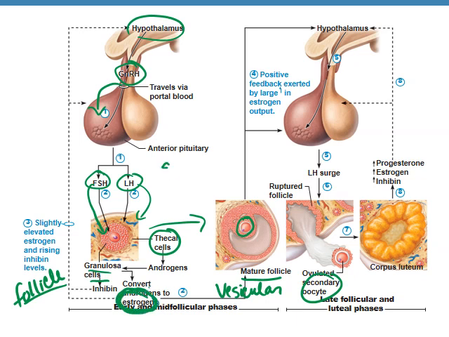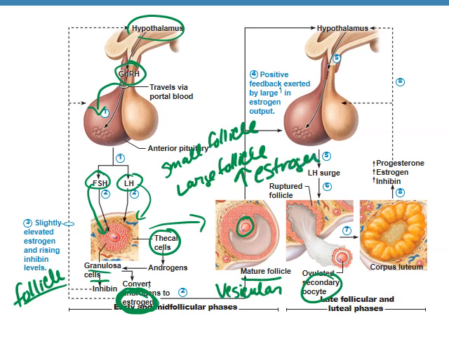So another point that I want to make is, as you go from a small follicle to a large follicle, what's happening to the amount of estrogen? You're having increased estrogen. You can also think of it as each one of these cells is making estrogen. The more cells you have, the more estrogen you have. So what do you think is going to happen to our estrogen level as we go from a small cell to a really large cell? Hopefully you're going to see that it's going to rise.